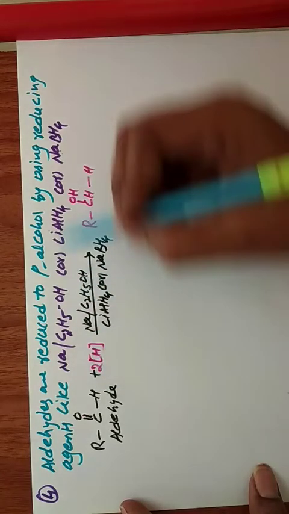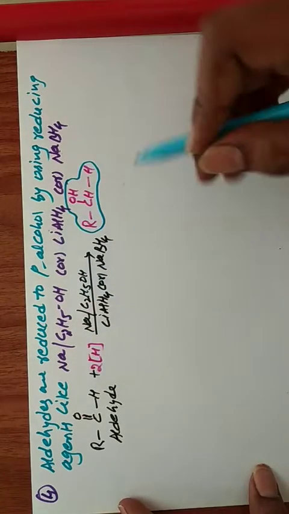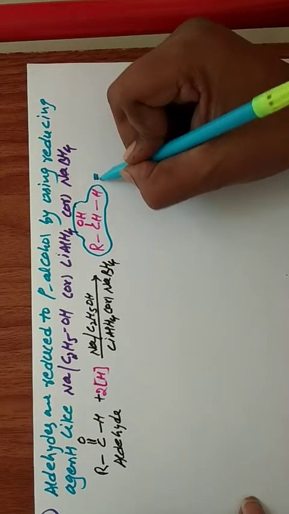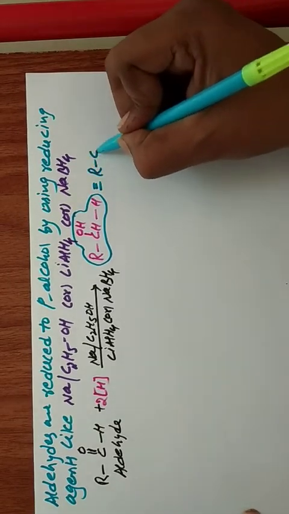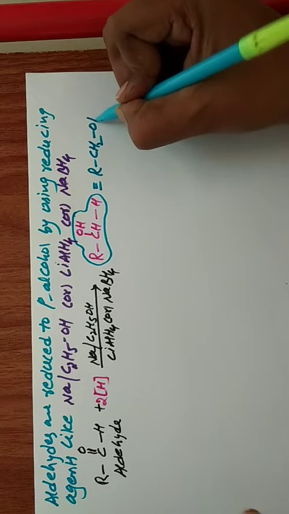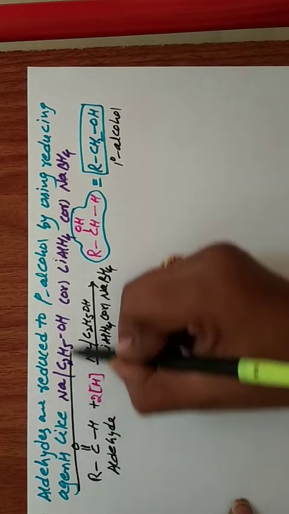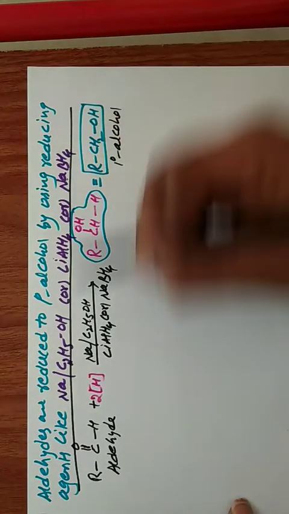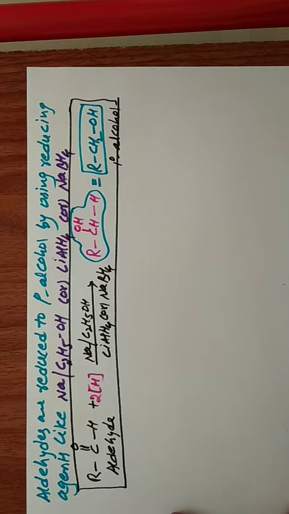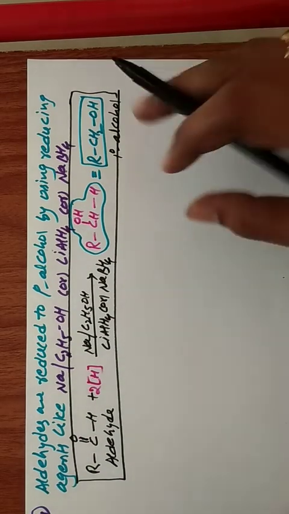So it is also taken as R–CH2–OH alcohol. What type of alcohol? Primary alcohol. So this is the reaction of aldehydes. Aldehyde reaction, simple, very easy to understand. This pi bond will be removed, two hydrogen atoms are attached. We can get this one.